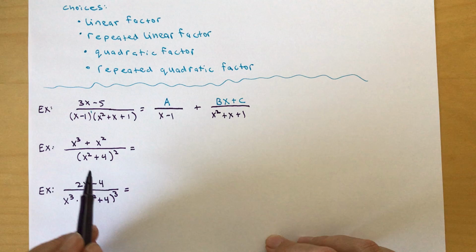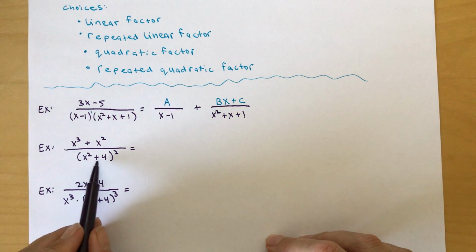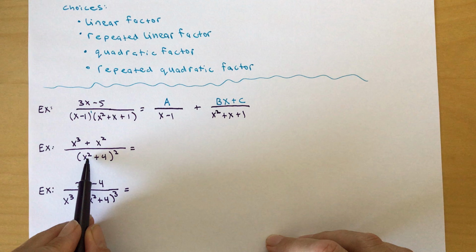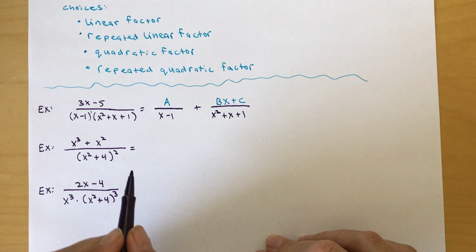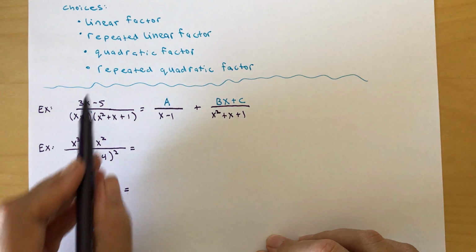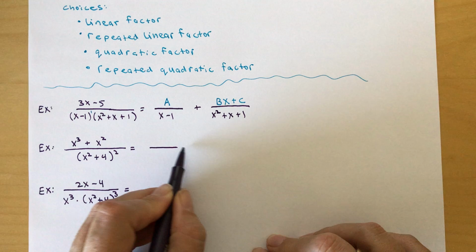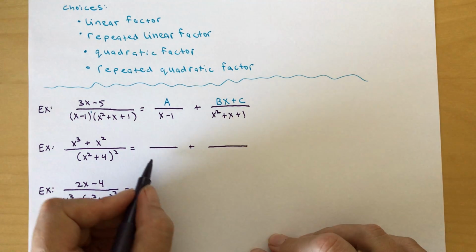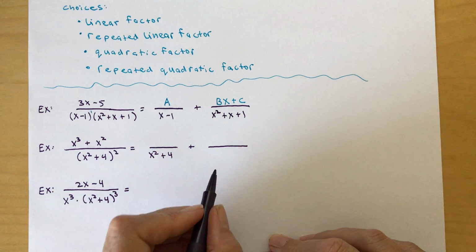All right, so looking at this one, you're trying to decide which type of factors you have. X squared plus 4, you would consider trying to factor that sum, but it definitely doesn't factor anymore. So it is a quadratic factor, and it is repeated. So this fraction only has a repeated quadratic factor. If you tried to break that into the sum of two fractions, one fraction could have just one factor of x squared plus 4.